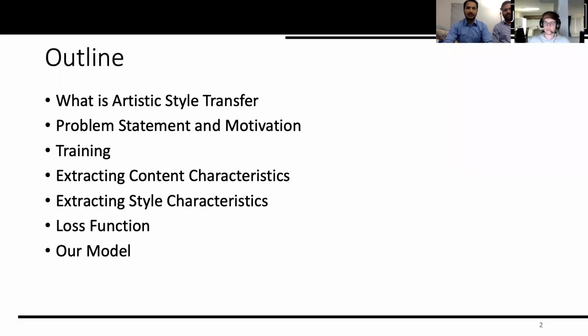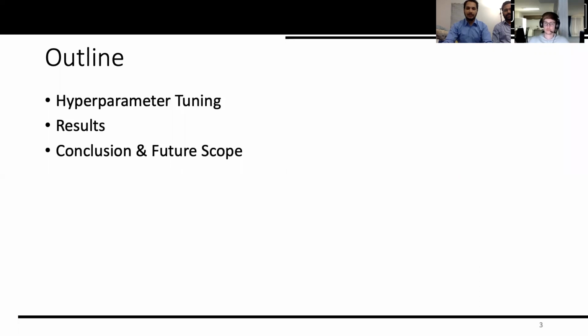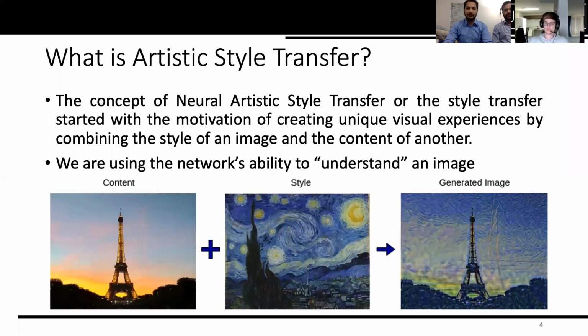So this is the outline of our presentation. We'll start with the definition, problem statement, training, extraction of content and style characteristics, loss function, our model, hyperparameter tuning, results, and conclusion and future scope.